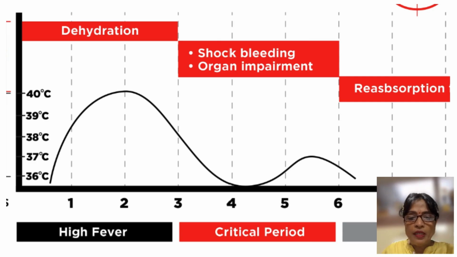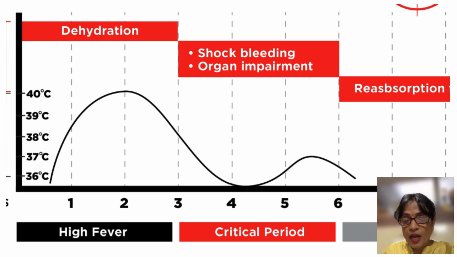Now we have the biphasic fever. So here the fever starts and goes to a very high level. Within 3 days, it will come down and touch the baseline for 3 to 4 days. So for the next 3 to 5 days, there may not be any fever, and then there is a rise in the temperature. So this is called a biphasic fever. This is very typically seen with dengue.